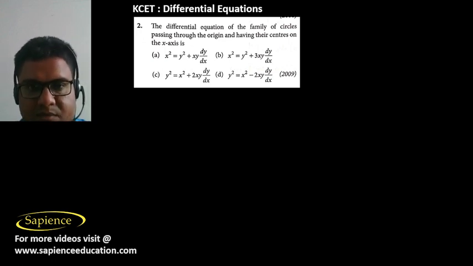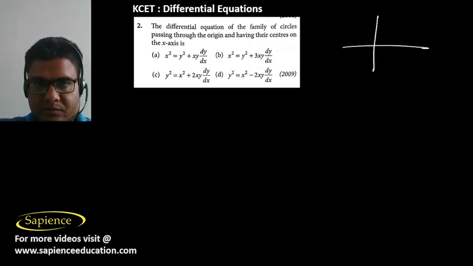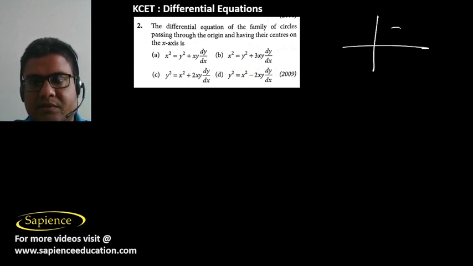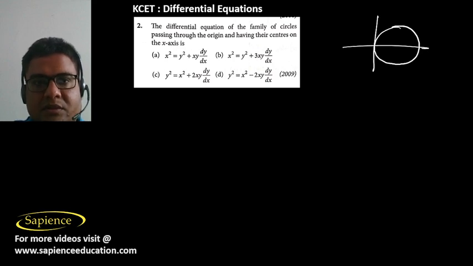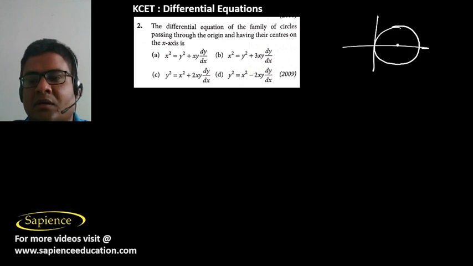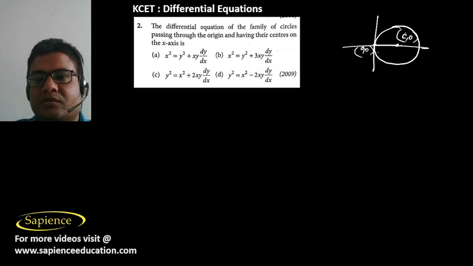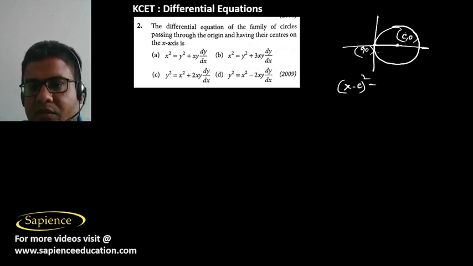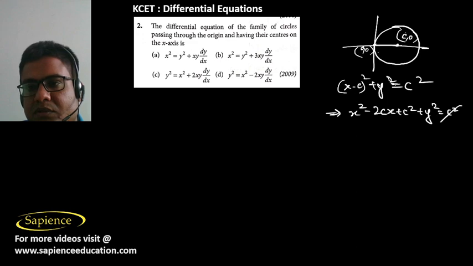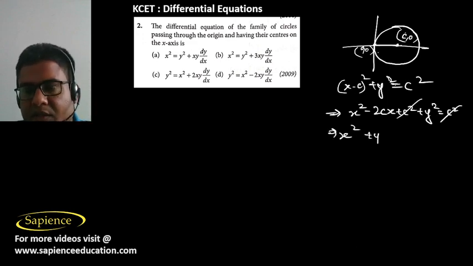Second question, it is the family of circles passing through the origin, having their centers on the x axis. The center is supposed to be c comma 0, and the radius is also c. So x minus c whole square plus y square equals c square, that is x square plus y square equals 2cx.